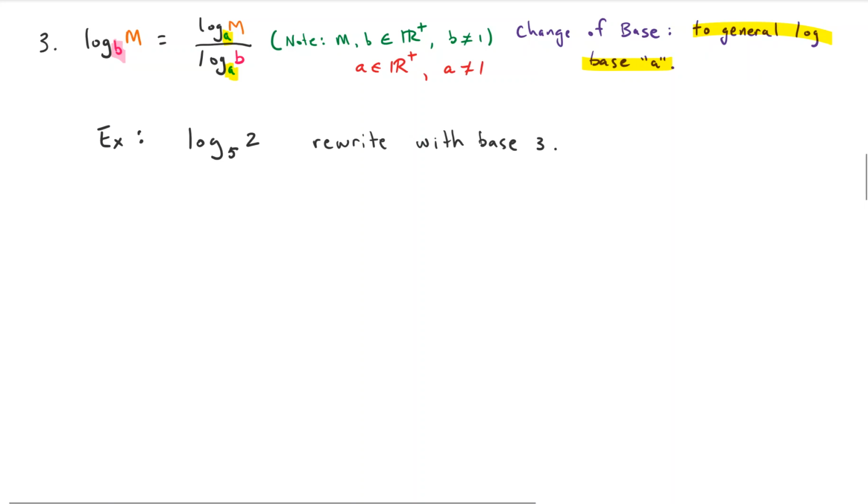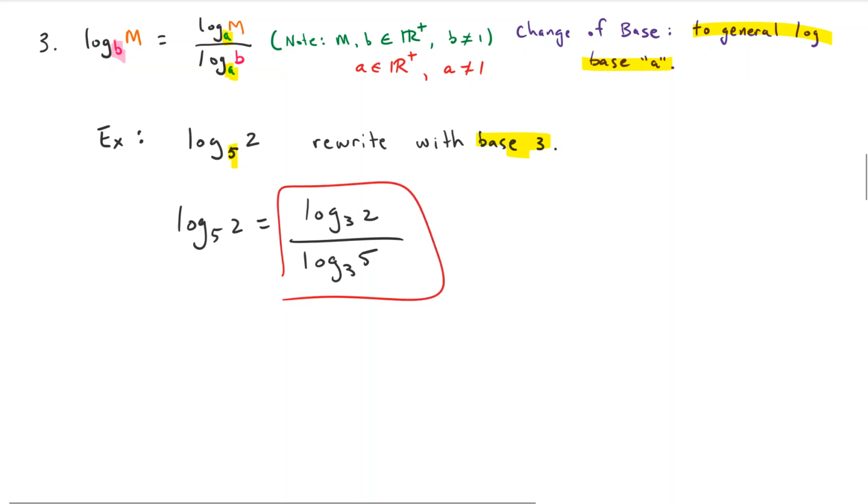So here we go. Let's use our formula and write this out. Log base 5 of 2. We want to write this as a log with base 3 instead of base 5. So here we go. Log base 3, and we're going to have log base 3 in the bottom as well. And we put 2 in the top and 5 in the bottom. And we're done. We've rewritten that.